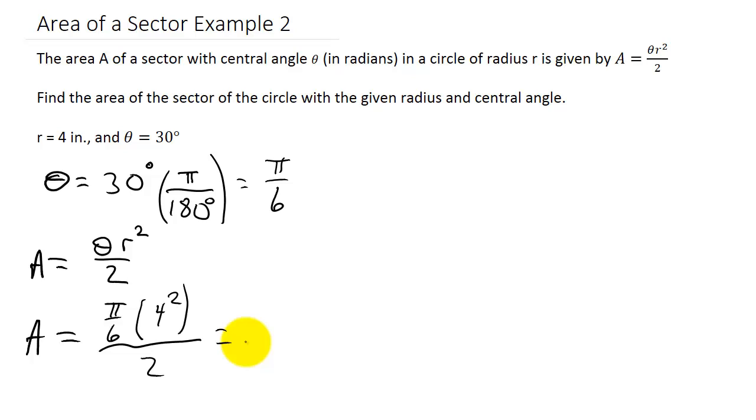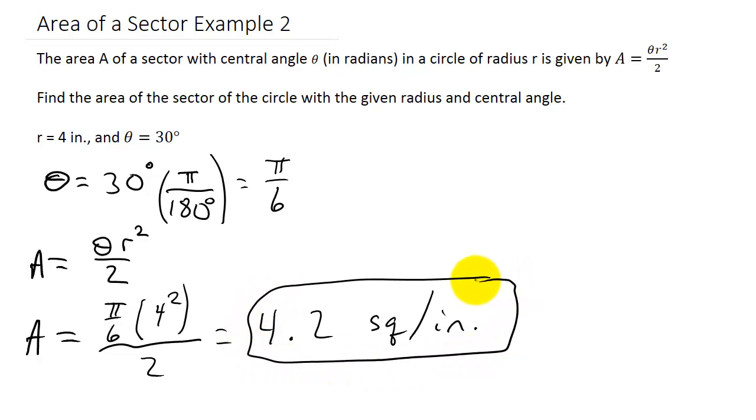And so if we plug this into our calculator, we get pi divided by 6 times 4 squared, which is 16, and then that's divided by 2. I'm going to round this to 1 decimal. So we get 4.2 and it's units squared, or square units. So that's going to be 4.2 square inches. And this would be our solution.